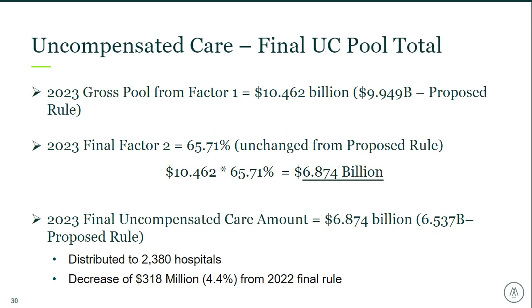So to get to the final UC calculation, you apply that 65.71 to the $10.4 billion to derive an uncompensated care pool of $6.874 billion that will be distributed to roughly 2,380 qualifying hospitals. Like Mike mentioned before, this represents a decrease of about $318 million compared to last year's final rule totals.